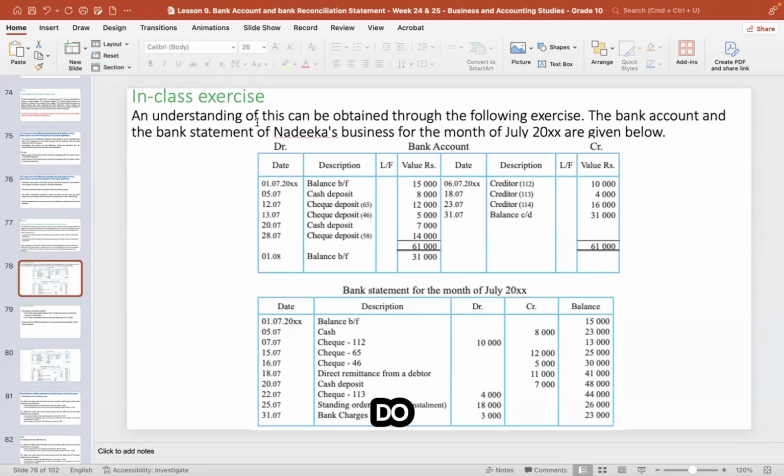So what we are going to do is we are going to see the differences for the two balances, and let's firstly write this. Take about 5 to 6 minutes and write this bank account and bank statement completely. Then we shall see how to reconcile this. Okay.